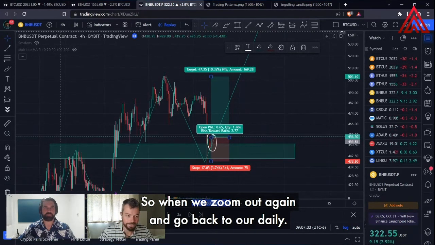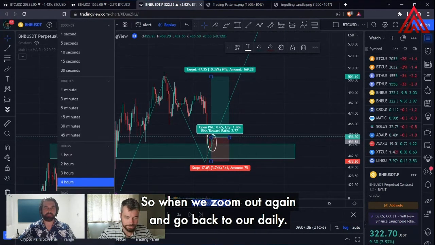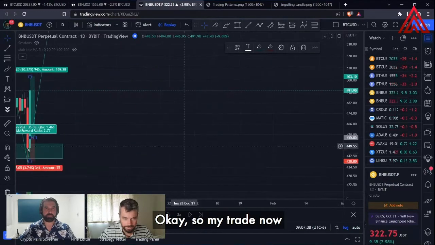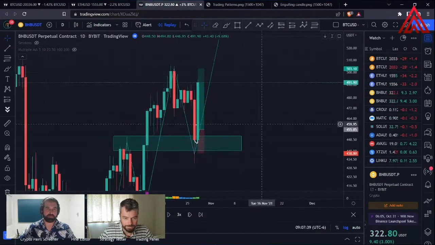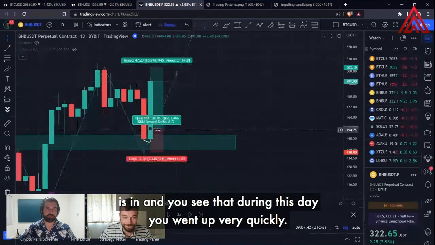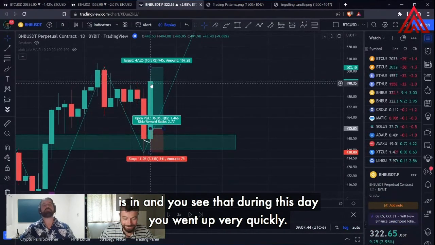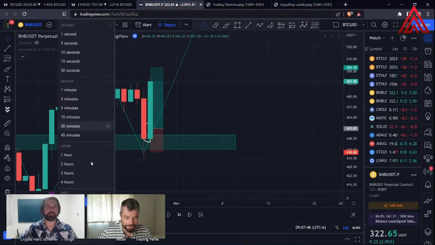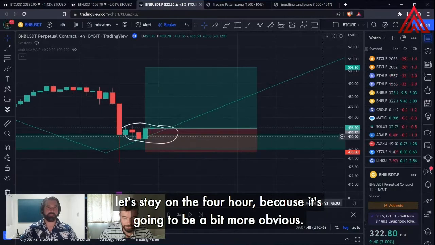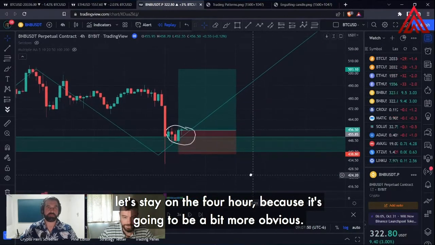So when we zoom out again and go back to our daily, my trade now is in, and you see that during this day, it went up very quickly. Let's stay on the 4-hour because it's going to be a bit more obvious.